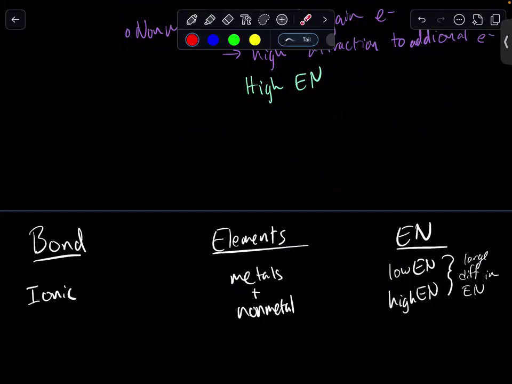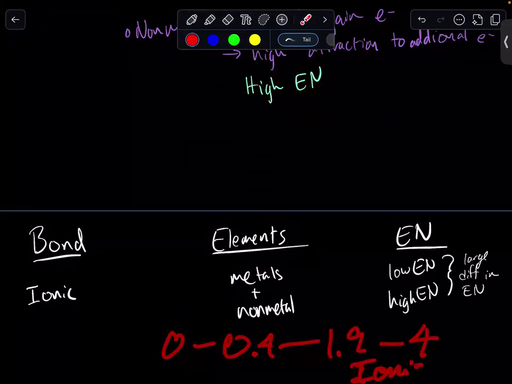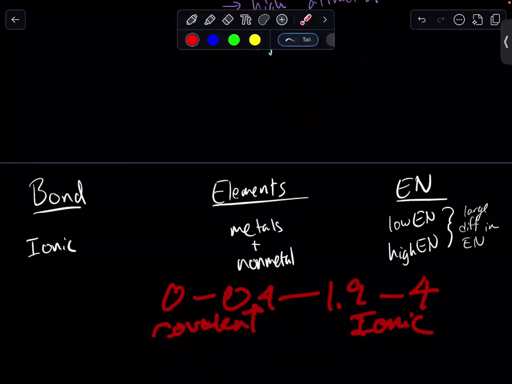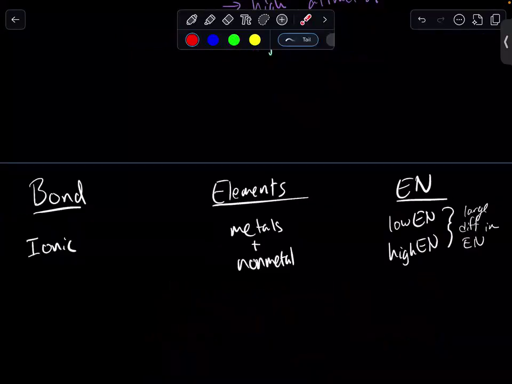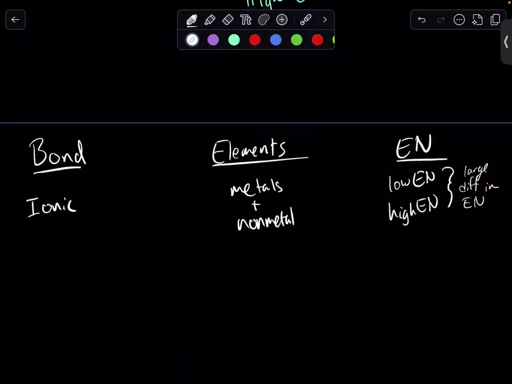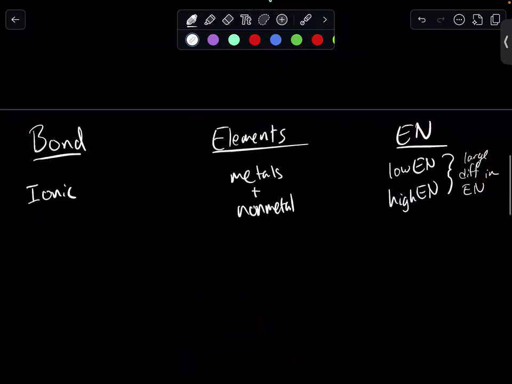We already talked about this one once before. We looked at a scale that went 0 to 0.4 to 1.9 to 4. And on this side, we had ionic, and on this side, we had covalent. We're looking at that whole range, that 1.9 to 4. This is a large difference in electronegativity that shows an ionic bond. The only difference is now we're going to be looking at this as a continuum over multiple types of bonds instead of just the two of ionic and covalent. But moving on, we'll talk about covalent here.